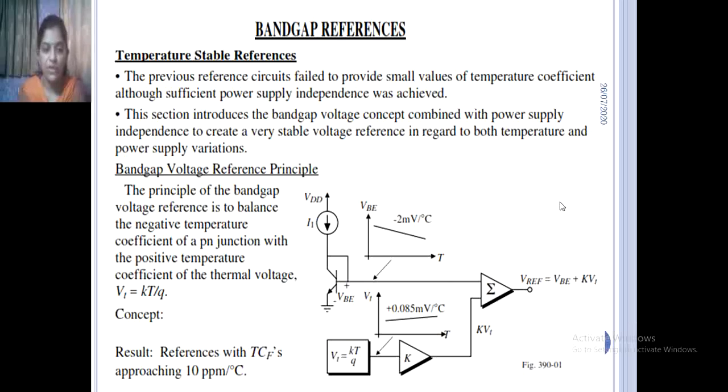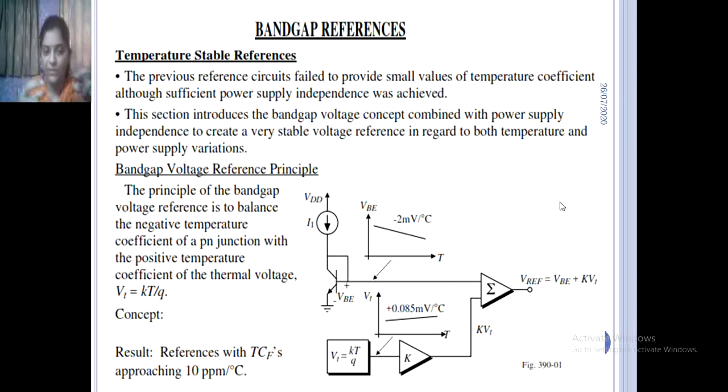The bandgap voltage reference principle is to balance the negative temperature coefficient of a PN junction with the positive temperature coefficient of thermal voltage. So what is the bandgap voltage reference principle? The negative temperature coefficient of the PN junction is balanced against the positive temperature coefficient of the thermal voltage. The PN junction is the internal part of the MOSFET, and the thermal voltage is due to the temperature.